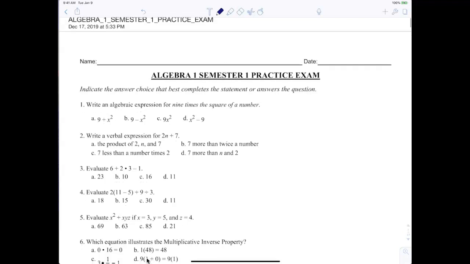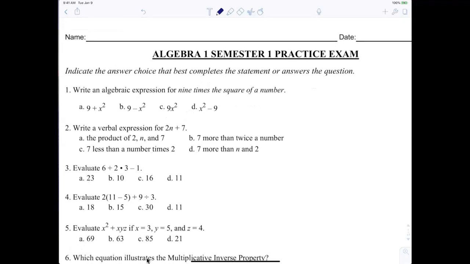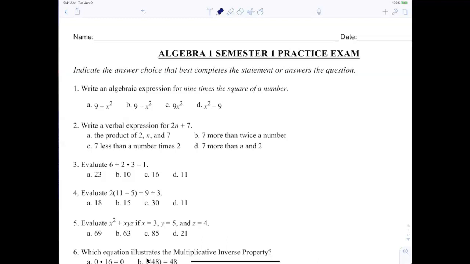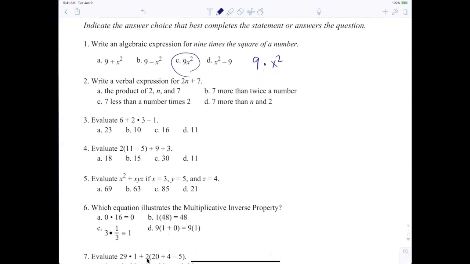Alright, write an algebra expression for 9 times the square of a number. So 9 times the square of a number. So that was pretty easy. C. Number 2, write a verbal expression.